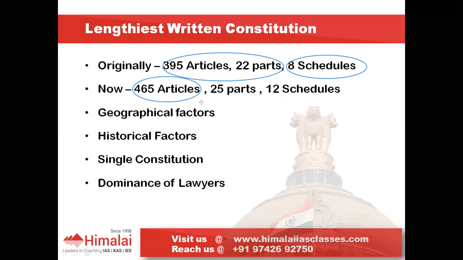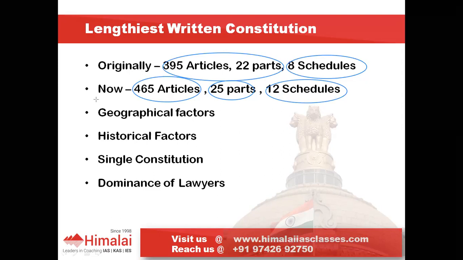Why am I saying around? Because there might be plus or minus 2 or 3. These are divided into 25 parts now. Earlier it had 22 parts, and now it has 12 schedules. Earlier it had 8 schedules. What are some of the reasons which have contributed to this bulky volume of the Indian constitution?